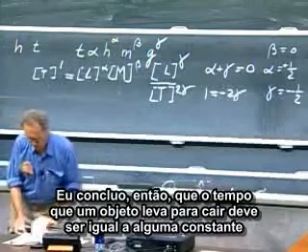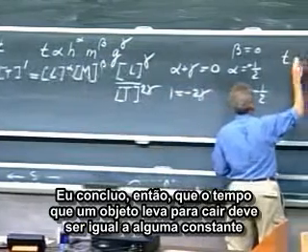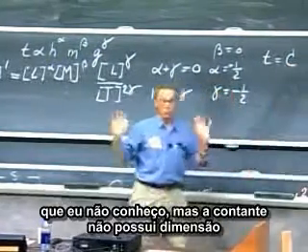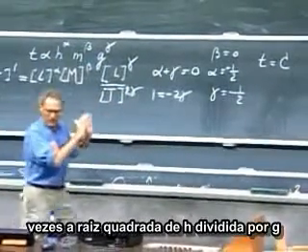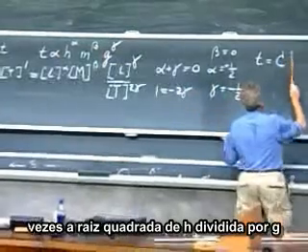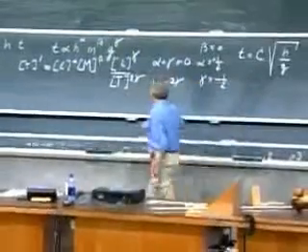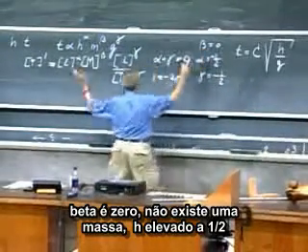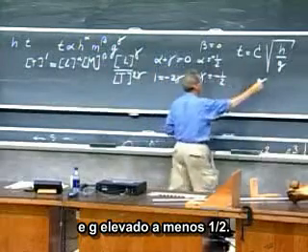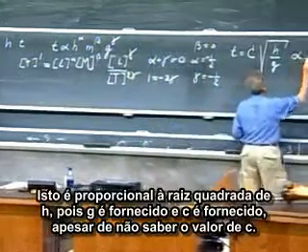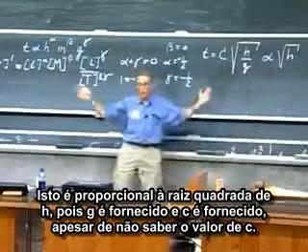I therefore conclude that the time that it takes for an object to fall equals some constant, which I do not know. But that constant has no dimension. I don't know what it is, times the square root of h divided by g. Beta is 0, there is no mass. H to the power 1/2, you see that here, and g to the power minus 1/2. This is proportional to the square root of h, because g is a given and c is a given, even though I don't know c.